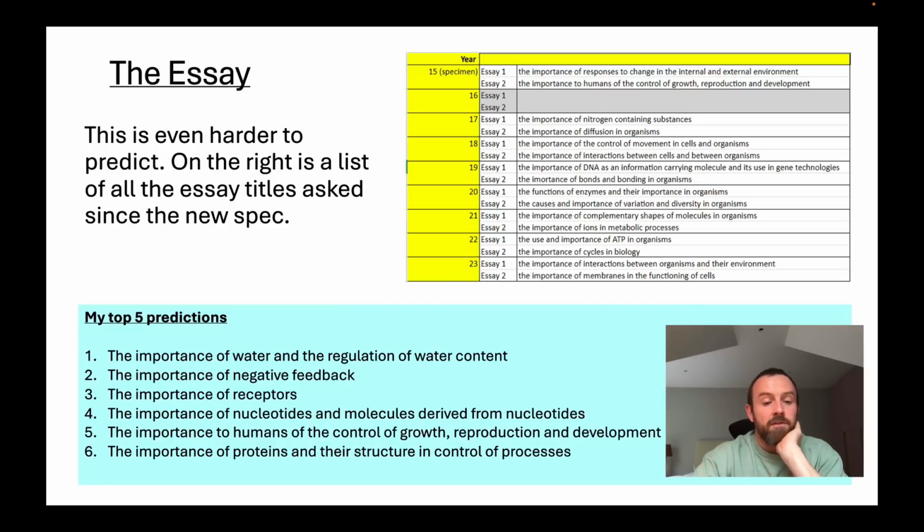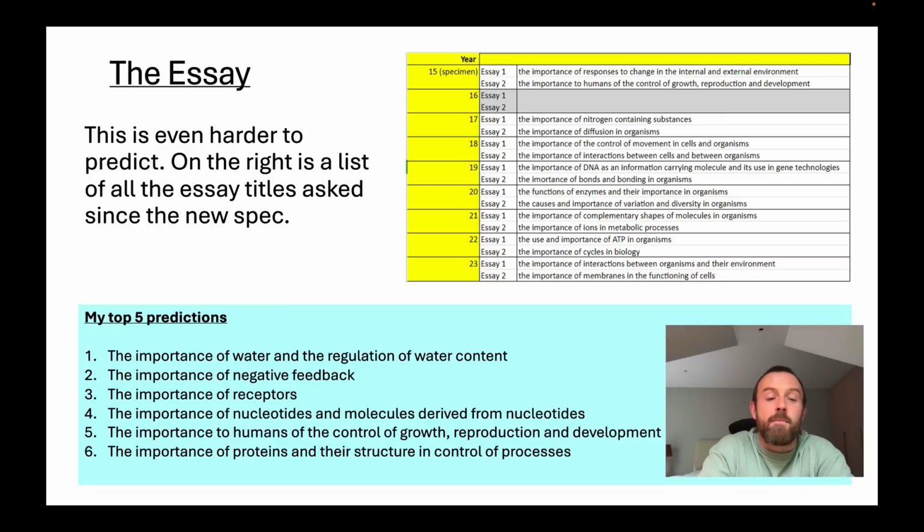Okay, number 5. The importance to humans of the control of growth, reproduction, and development. That would be an interesting one. So you could talk about the cell cycle. You could talk about cancer and regulating the cell cycle. You could talk about reproduction and meiosis and sources of variation. And development. I don't know, what would you talk about in development? I suppose you talk about transcription factors. You can talk about estrogen, control of puberty, for example. So that's a possibility.